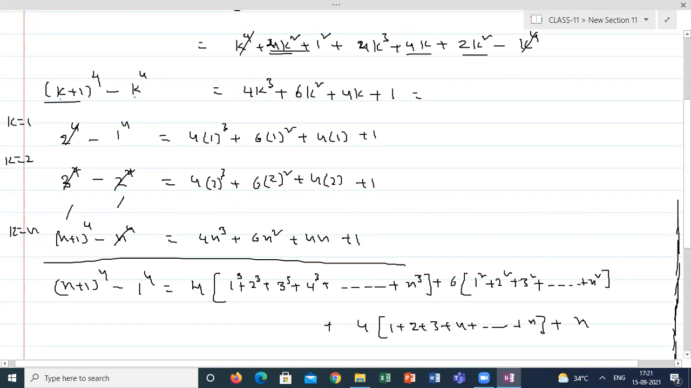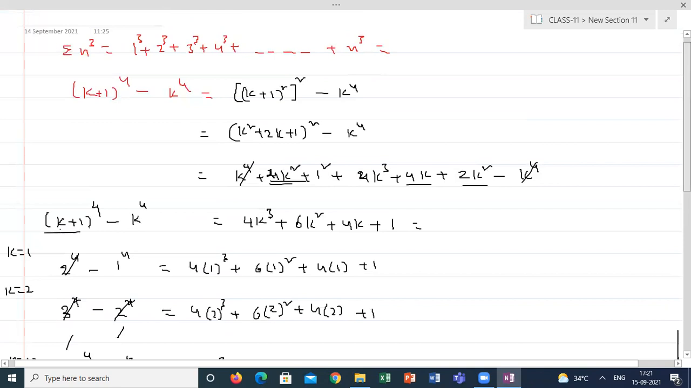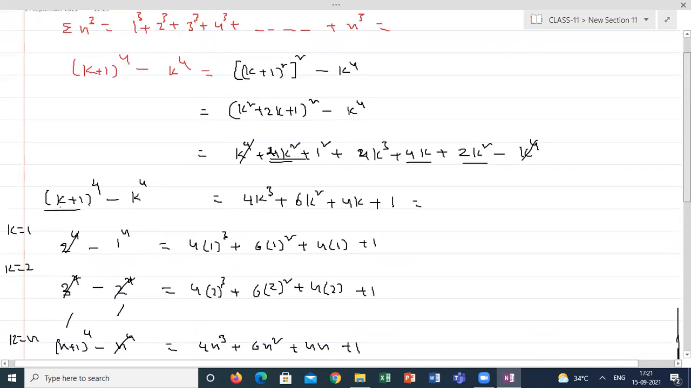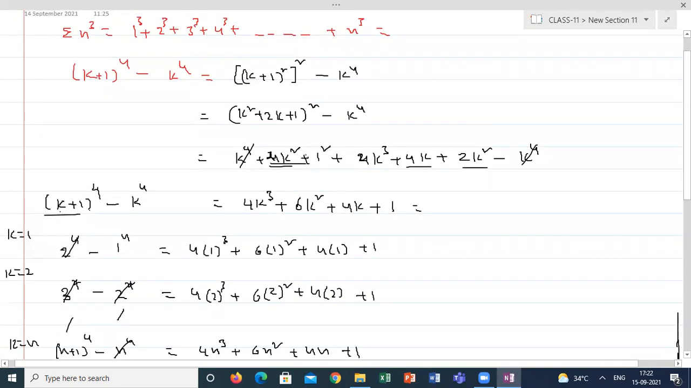4k cube, k is equal to n. The expansion of (n plus 1) whole power 4 you have to do, no option for us. What is the expansion of (n plus 1) whole power 4?